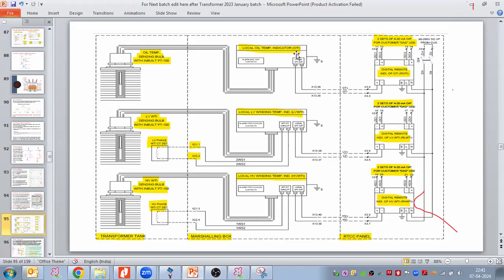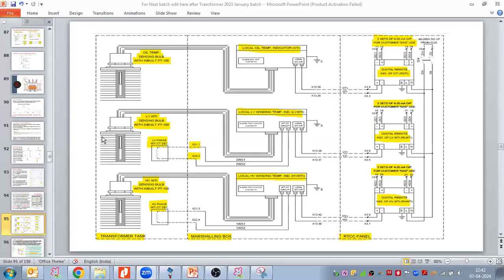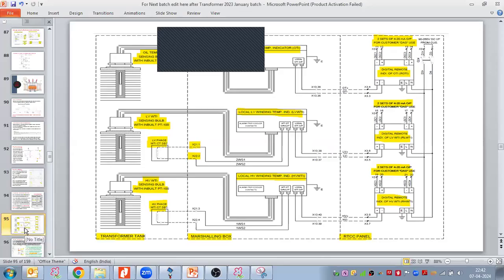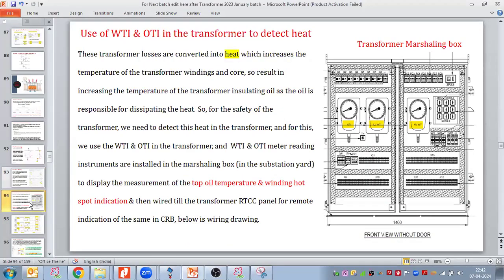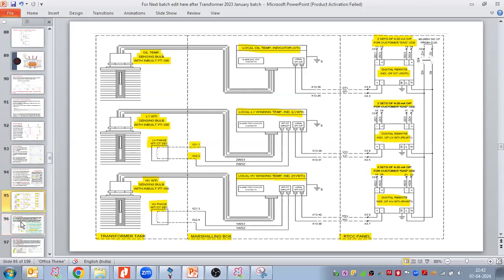So local temperature indications, OTI and WTI, are indicating the oil temperature and the winding temperatures, LV and HV winding temperatures. From that we are taking the output, we are taking the cables, and that cable we are connecting to the RTCC, and here we have the digital remote indication for the OTI and WTI as well. So that sensing we do. I hope I'm clear why I'm doing this, why it is required.